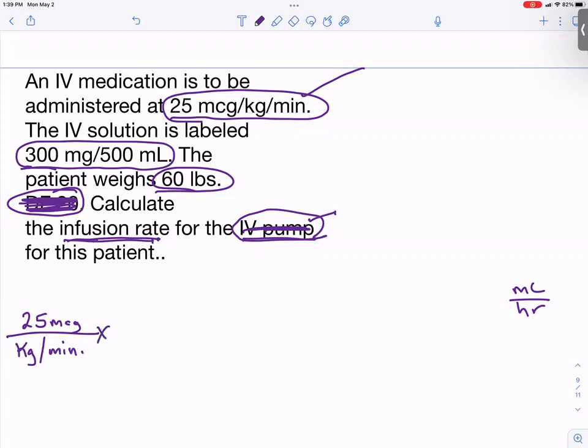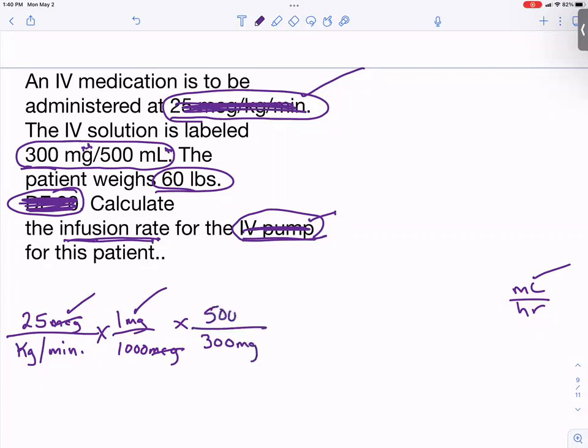Again, start anywhere you want. Let's get rid of the micrograms. Well, my problem has, I've already used this one. My problem has a milligram in it, so I know I need a conversion. So 1 milligram is 1,000 micrograms. That gets rid of my micrograms. Now I have to get rid of milligrams and somehow get milliliters in my numerator. Well, I go to my problem. 300 milligrams in 500 milliliters.